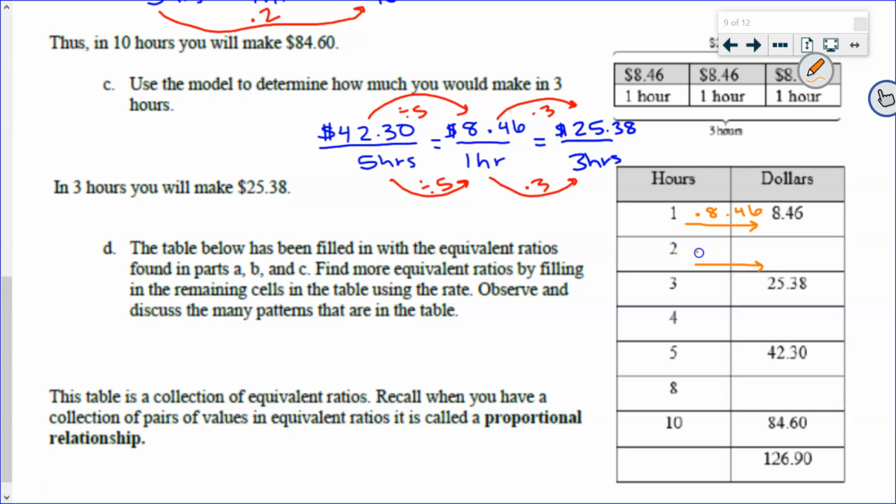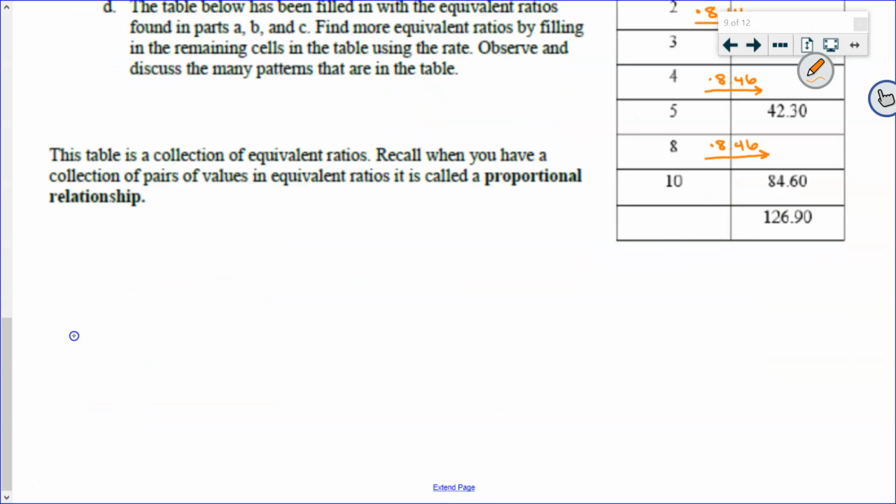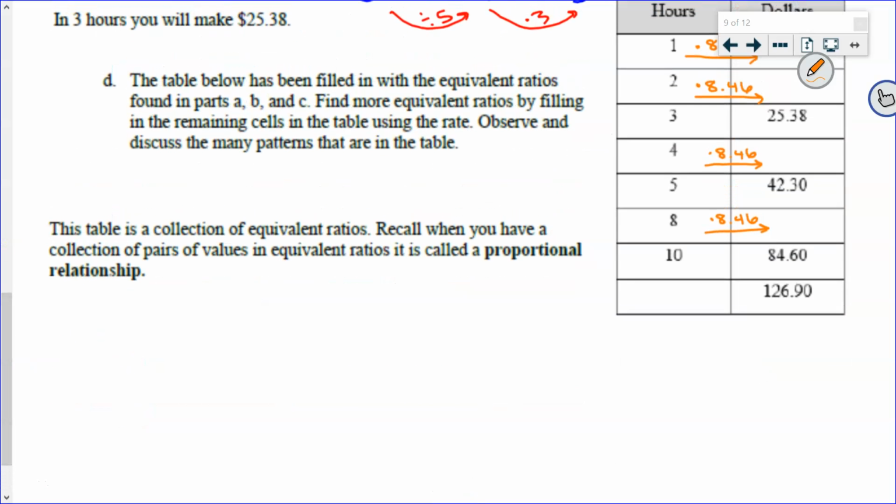So what am I going to do with this 2? Multiply it by 8.46. And what am I going to do with the 4 here? Probably multiply it by 8.46. And what about the 8 down here? Yeah, I think that's a good strategy. But what do I do with this 126.90 down here? Jada. We would divide by 8.46. And so now you know those calculations, so if you haven't already done them, you can.